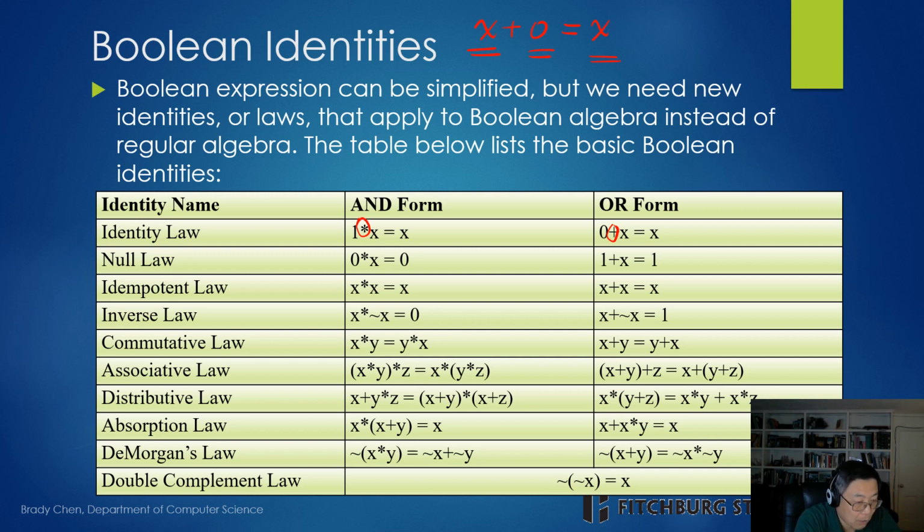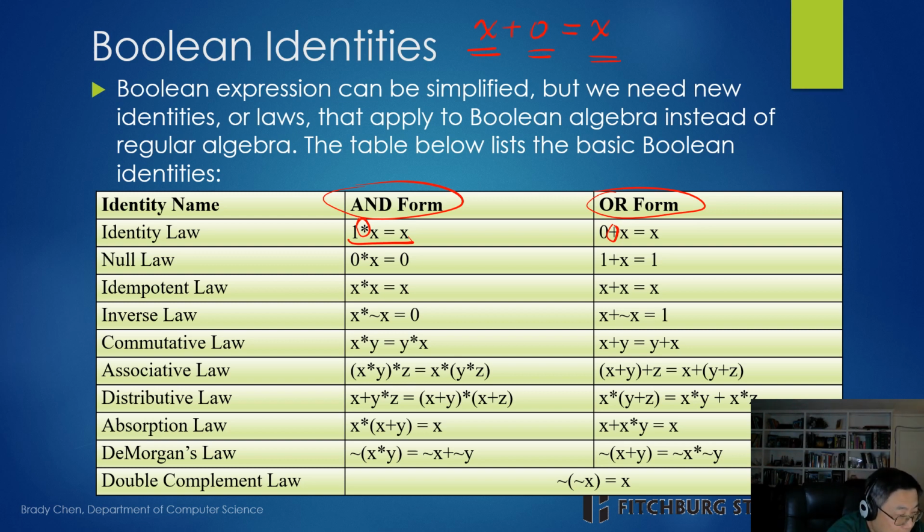So we can pick one of these and prove it. For example, let's take a look at the first one under the AND form. There are two symmetrical identity forms. One is the AND form, the other one is the OR form. Okay, they're symmetrical.